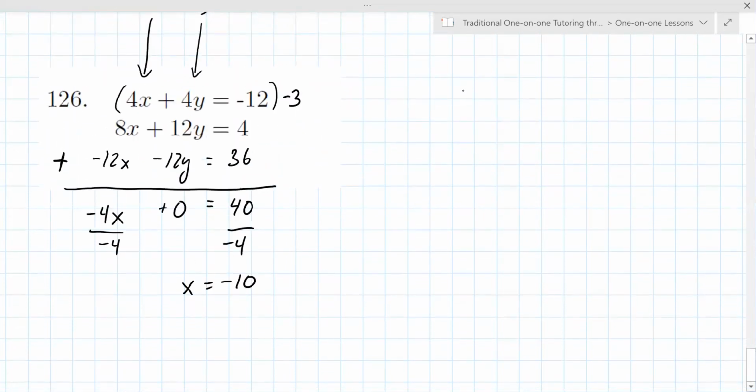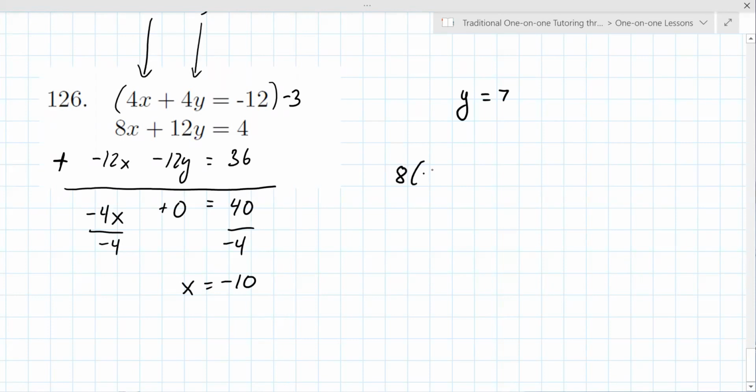Y equals 7. And I'm just going to check it here. Which equation did you use to find y? The first one or the bottom one? The bottom one.